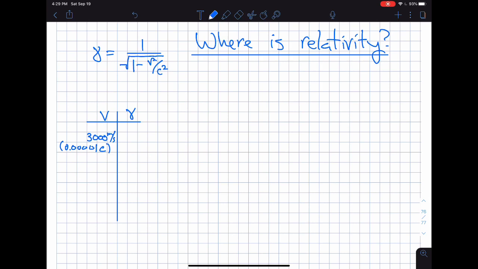If I square it, I go 1 minus that, and I take the square root, my calculator says gamma is 1. Now, it's not actually 1, but it's so barely off of 1 that my calculator can't display the difference. So this is about 1. And that right there tells you everything you need to know. Why don't we see relativistic effects? Because no matter how we're moving around in our daily lives, gamma is essentially 1. The Lorentz factor is essentially 1 for all of us.